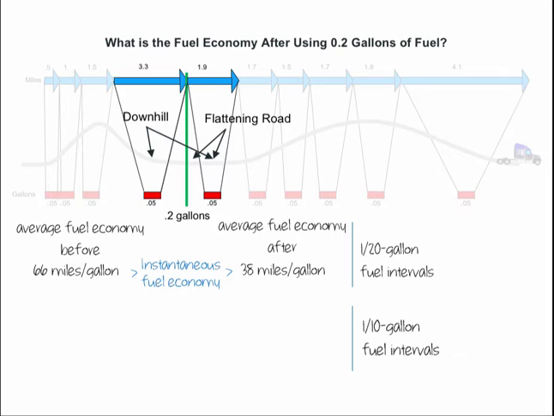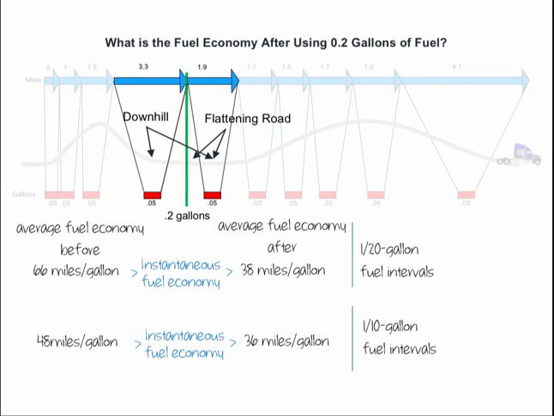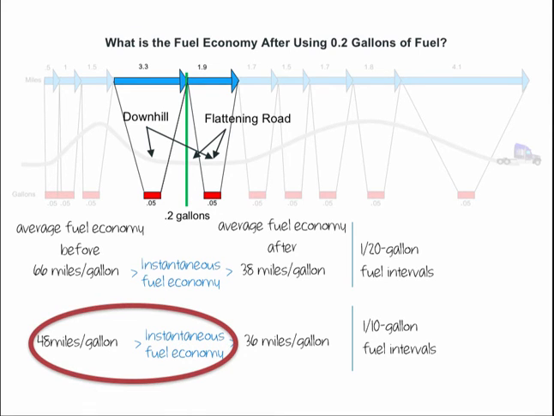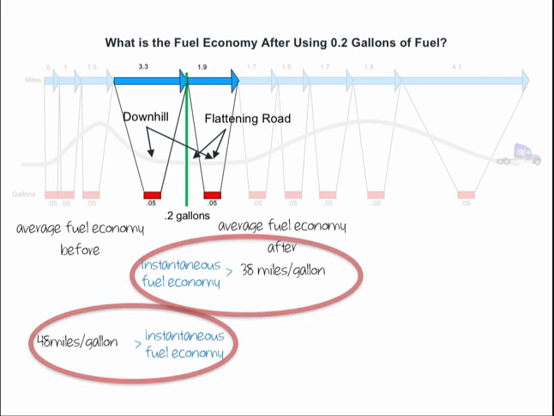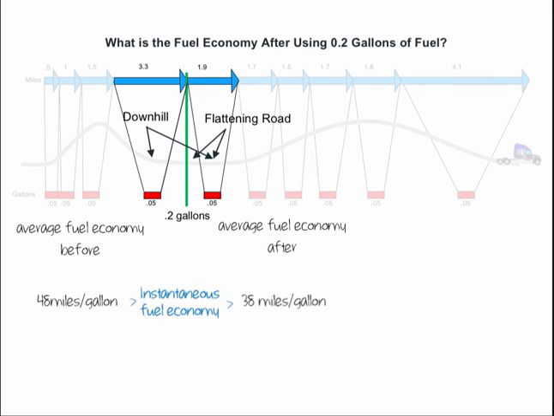When we used 1/10 of a gallon intervals, we found that our instantaneous rate of fuel consumption was between 36 and 48 miles per gallon. It is worth noting that, in this case, the best choice for a range of possible values for our instantaneous rate is between 48 miles per gallon and 38 miles per gallon. So, we can combine these to get our most accurate approximation of the instantaneous fuel economy right at the 0.2 of a gallon mark.